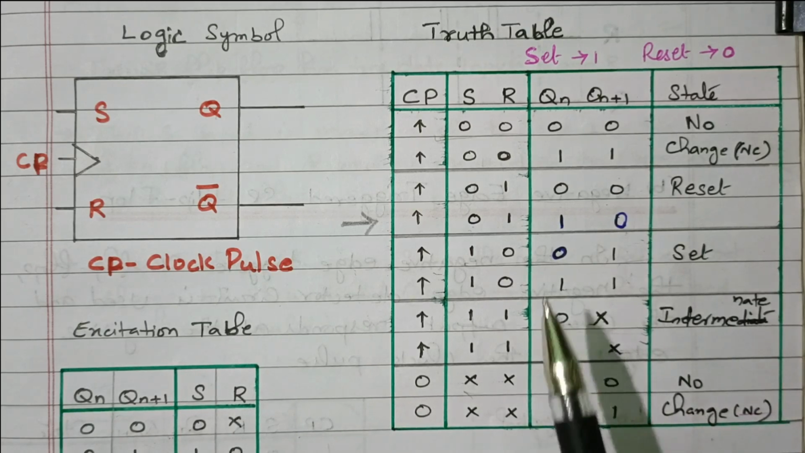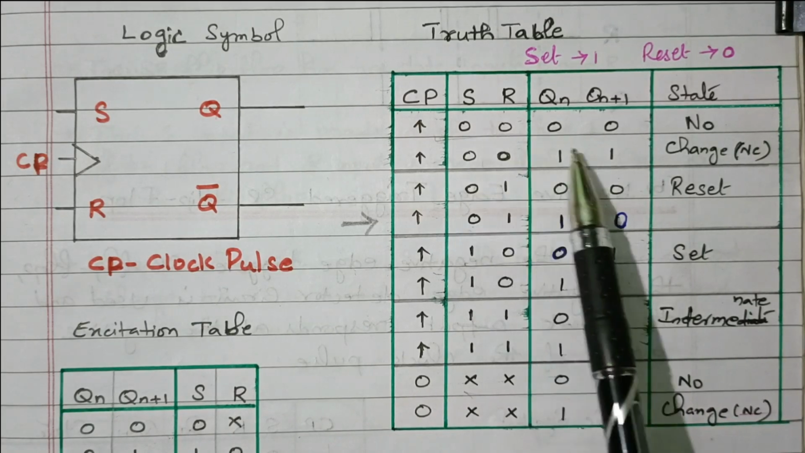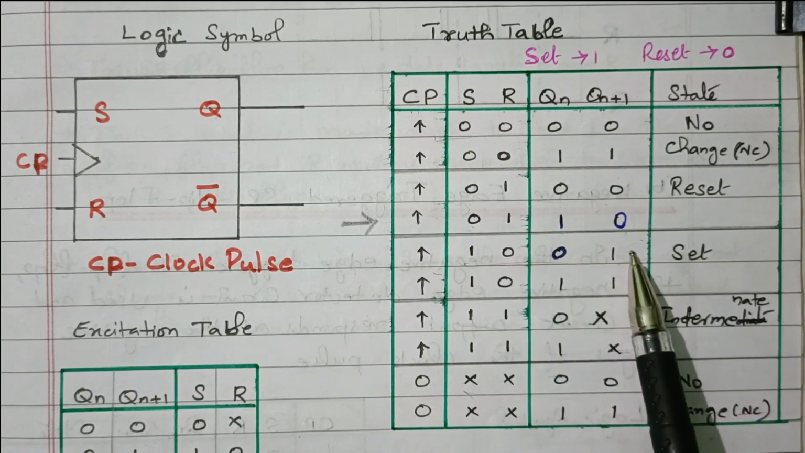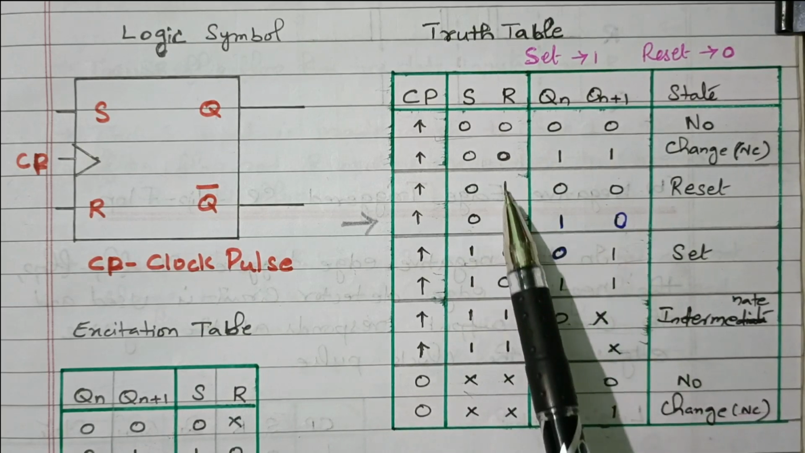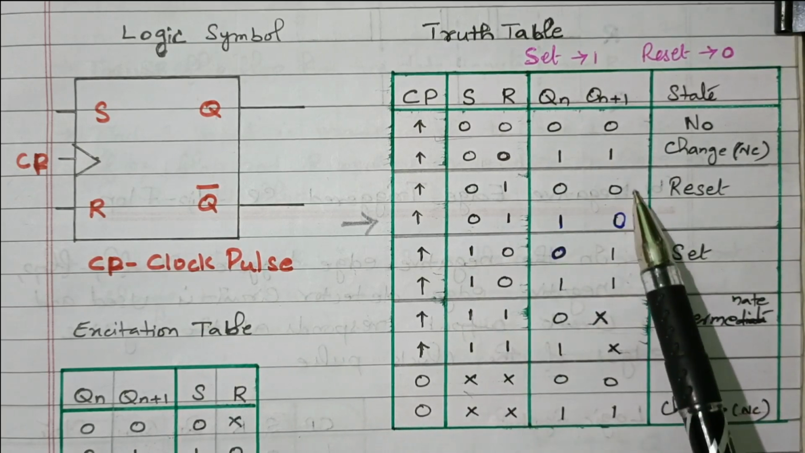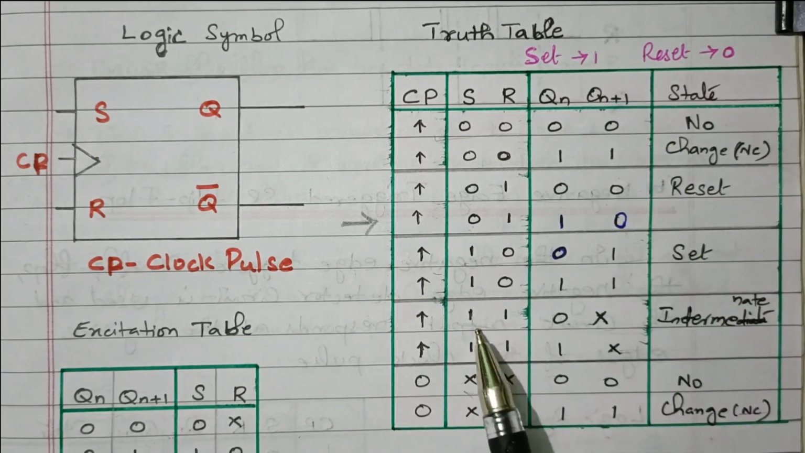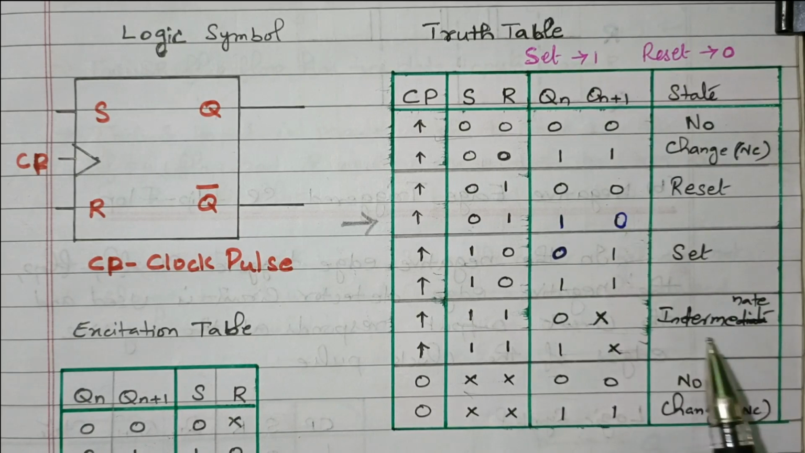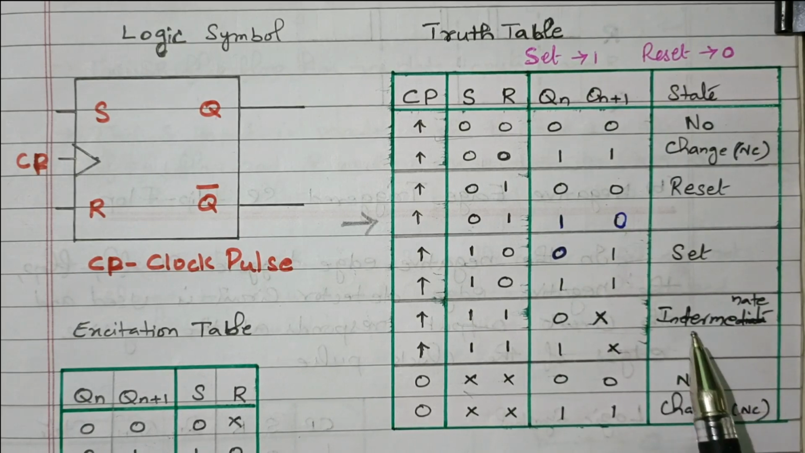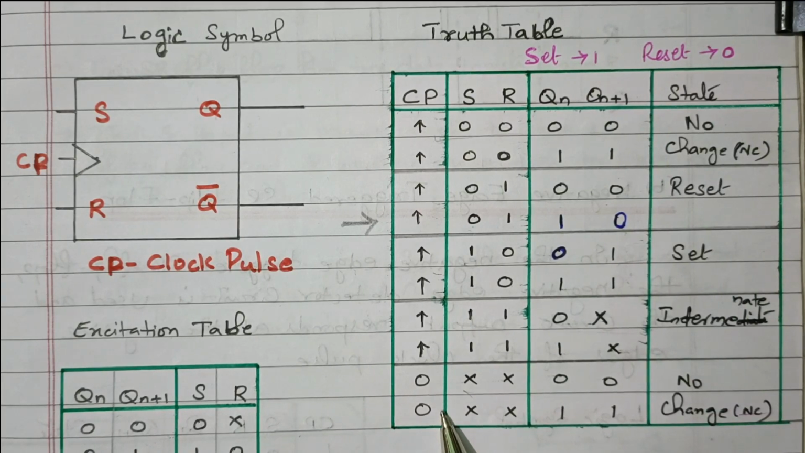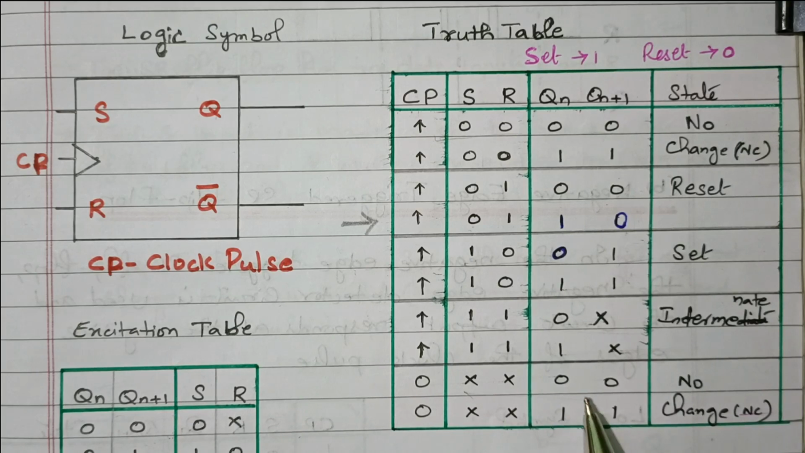So we have 0, 0, both are 0, means no change. Set 1 means the output is set to 1. Reset is 1 means the output is reset to 0. Reset means 0, set means 1. If both are 1, it is intermediate, not defined in the SR flip-flop, that is defined in the JK flip-flop. If the clock pulse is not available, there is no change in the output. Right. This is the truth table.